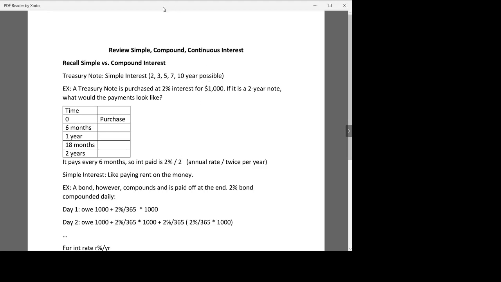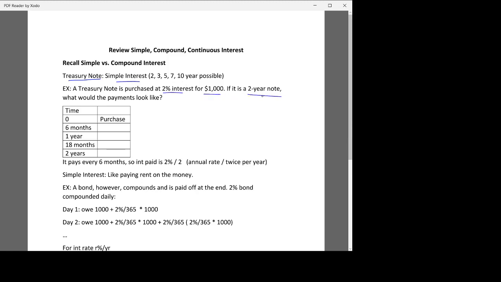This lesson is going to be just a quick review of simple, compound, and continuous interest. So just recall simple versus compound interest. A treasury note is an example of simple interest, and you can buy notes with 2, 3, 5, 7, or 10-year terms. A treasury note is purchased at 2% interest for $1,000.